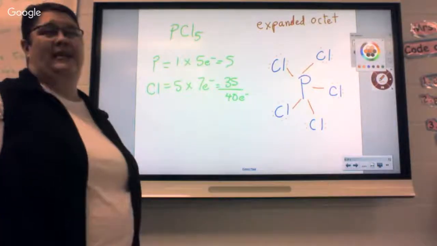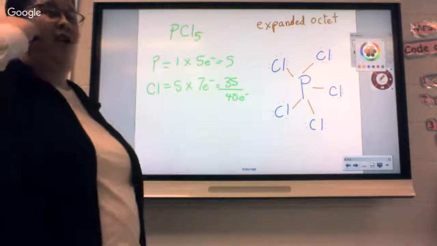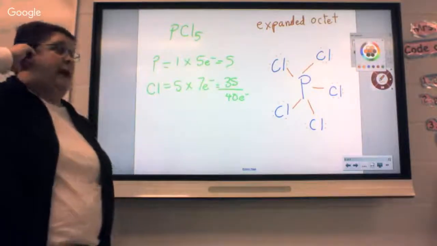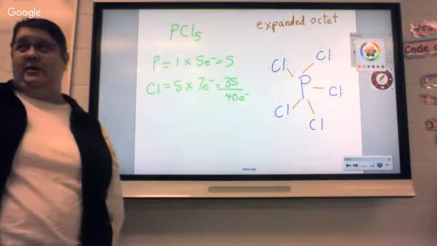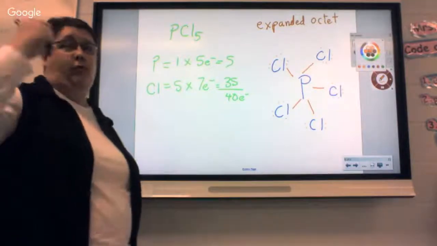We're going to do one that has 5 and one that has 6. Those are the two we're going to do. There are others that I would teach if we were in an AP class, but technically expanded octets are not part of our curriculum, so I'm only throwing in 2.